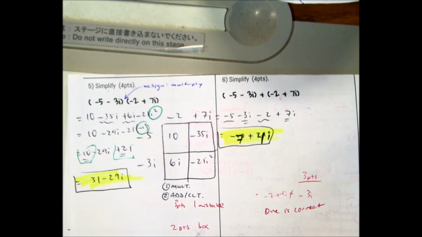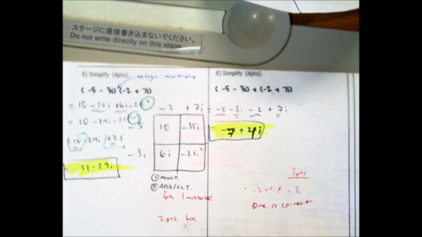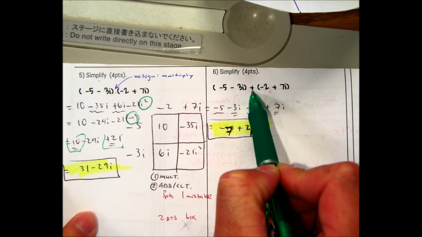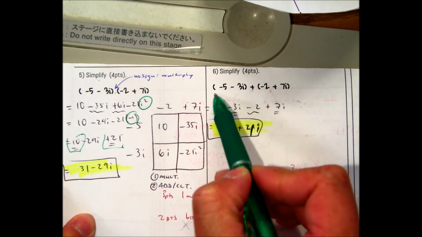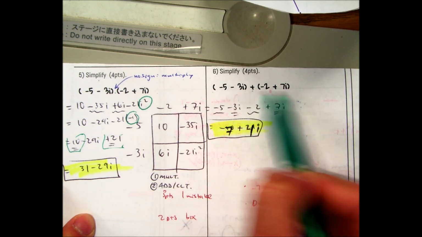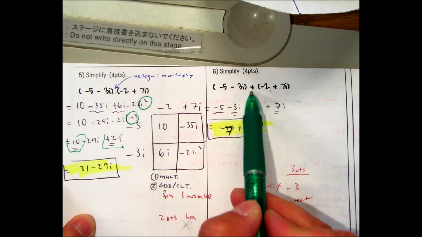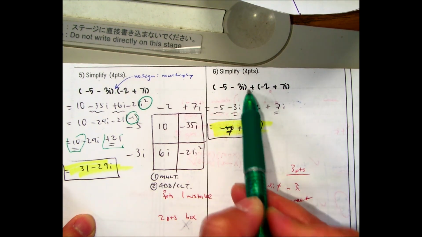And question number 6. Again, the difference between questions numbers 5 and 6 is you're going to notice that this one has no math operation. This one has the plus sign. What does the plus sign mean? I can drop the parentheses. If it was a minus sign, then I can distribute those. Because it's a plus sign, I don't need any of the parentheses.